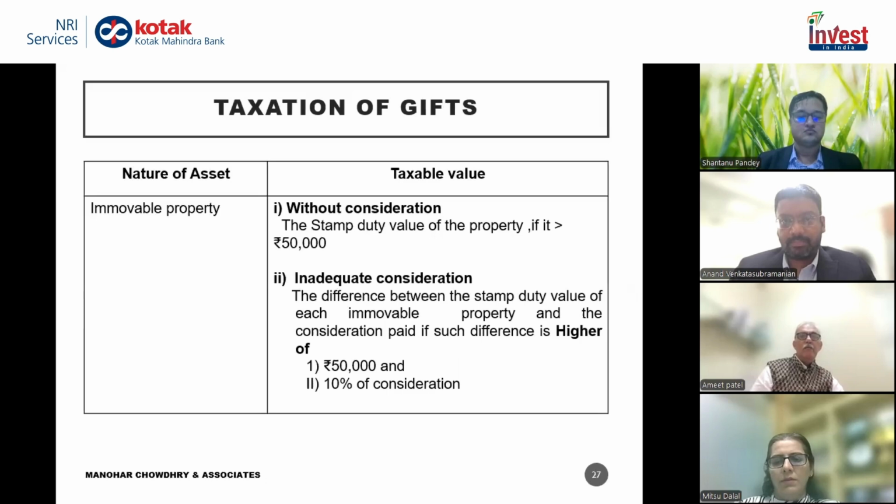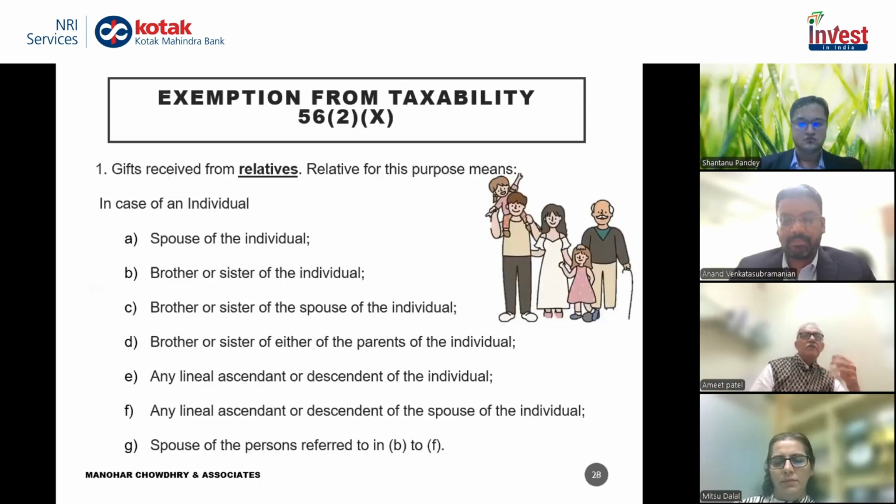In immovable property, same thing, more than 50,000. But the difference between movable property and immovable property is that the difference between the stamp duty value of the immovable property and the consideration has to be examined. So unlike the earlier one where it was referring to FMV or the fair market value, as far as immovable property is concerned, it is the stamp duty value. And we'll illustrate how this works.